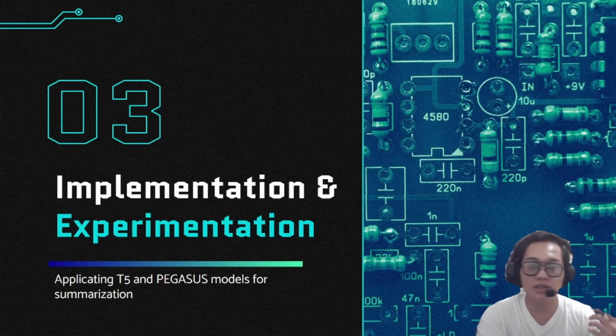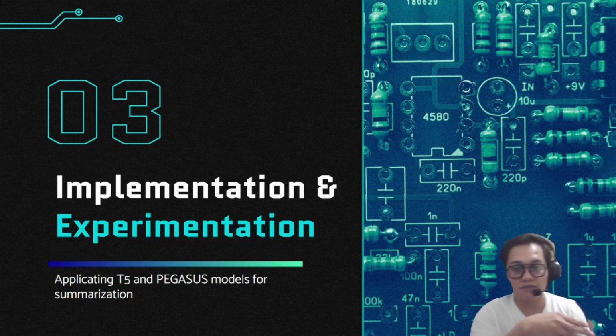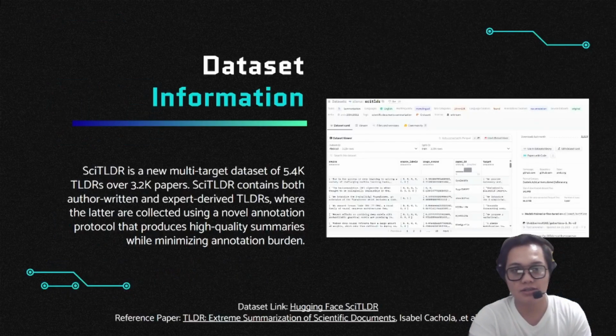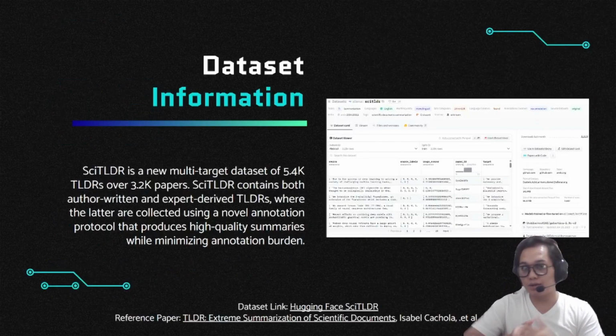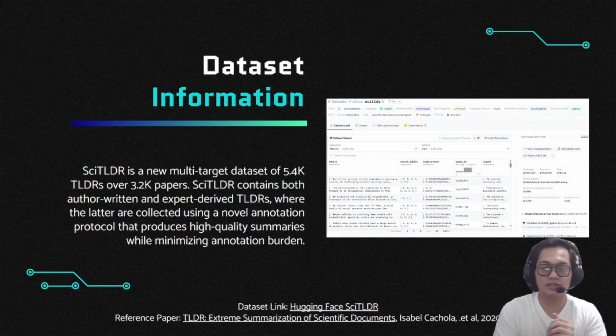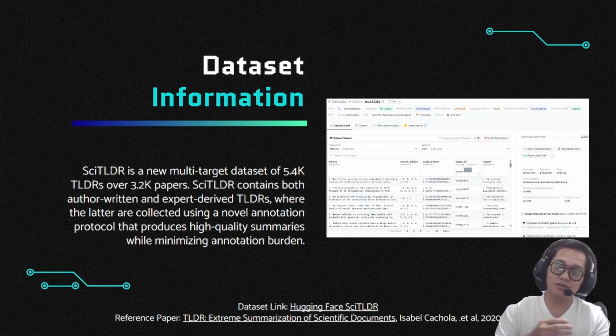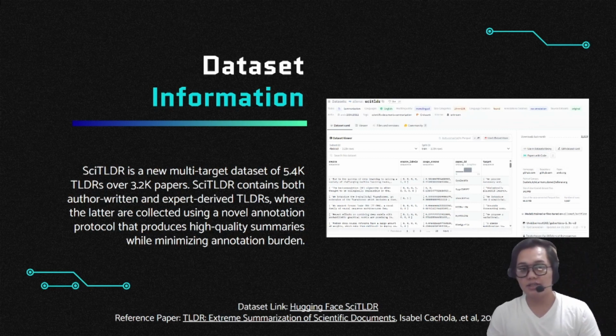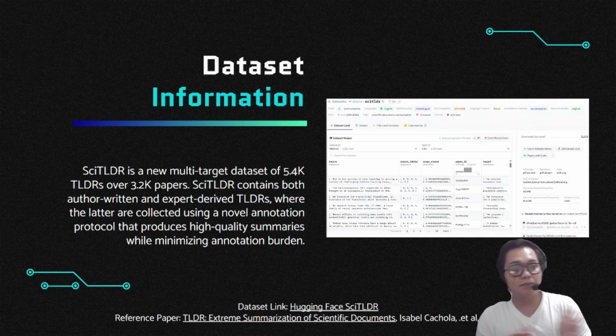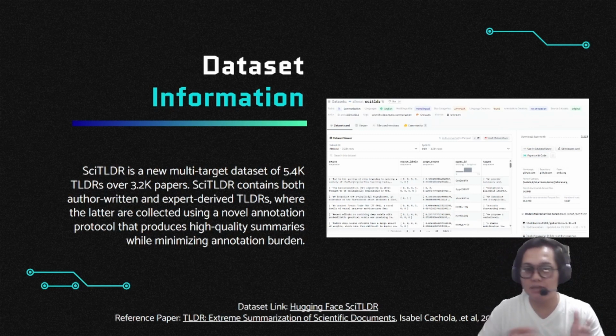The number three is our implementation and experimentations, where we finally apply the T5 and Pegasus models for summarization. Before we go straight to our models, let's take a look at our dataset. For the dataset, we use SciTLDR, a new multi-target dataset of 5.4K TLDRs over 3.2K papers. SciTLDR contains both author-written and expert-derived TLDRs, where the latter are collected using a novel annotation protocol that produces high quality summaries while minimizing annotation burden.